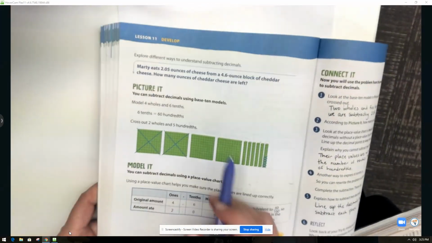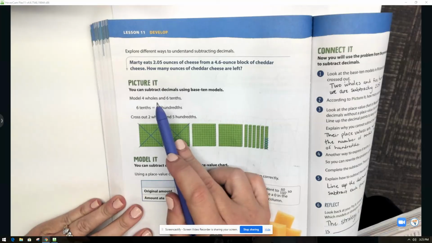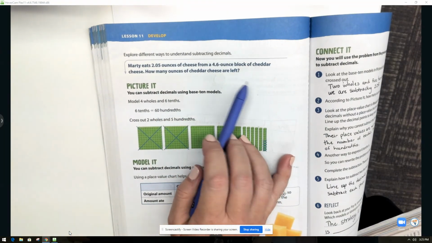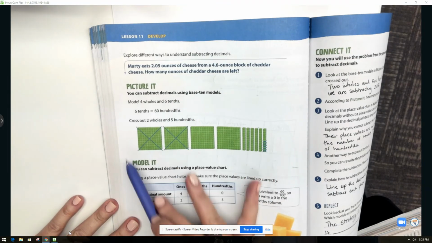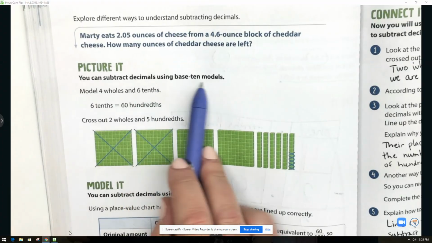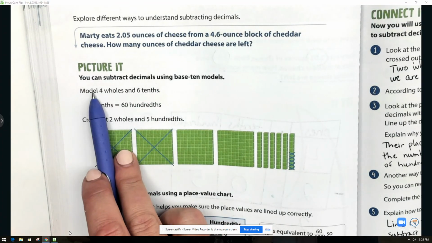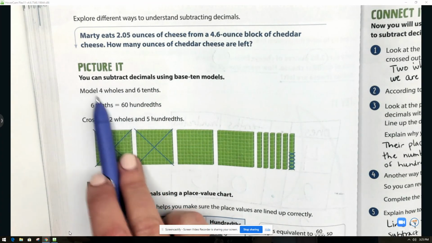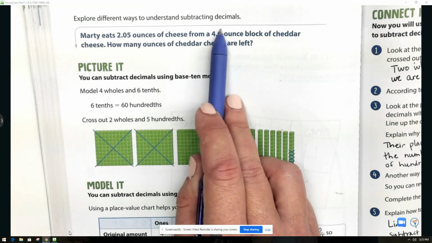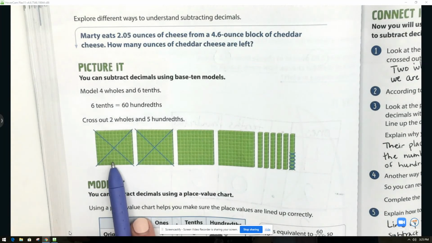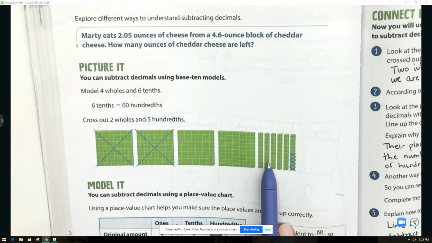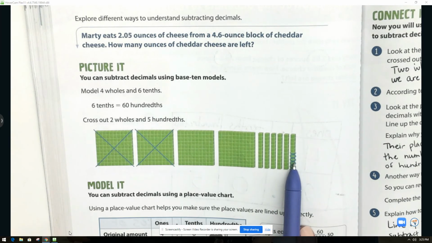Looking at page 210, we learned that there are many different strategies you can use to subtract decimals. So one way that we can subtract decimals is to use base 10 models. We're going to start out with 4 wholes and 6/10. So we have 1, 2, 3, 4 wholes, and then 1, 2, 3, 4, 5, 6/10.